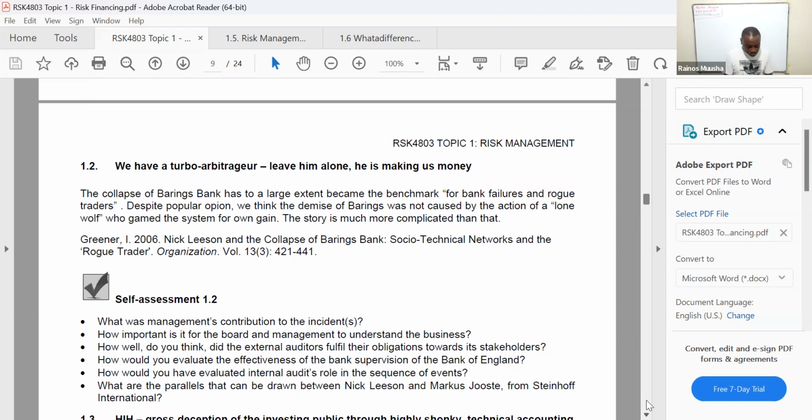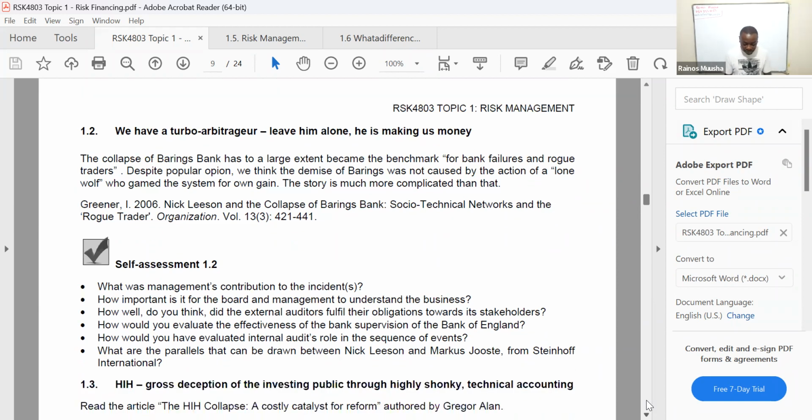Then Unit 1.2, like we mentioned in the previous class as well, looks at the case of Barings Bank, where they're basically analyzing what really brought down Barings Bank, and they are focusing their attention on Nick Leeson. So you can go through that so that you're able to know that from an application perspective exactly. Where can we say risk management failed, and what are the issues that also resulted in risk management failures when it comes to Barings Bank?